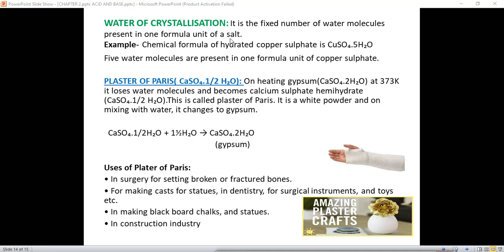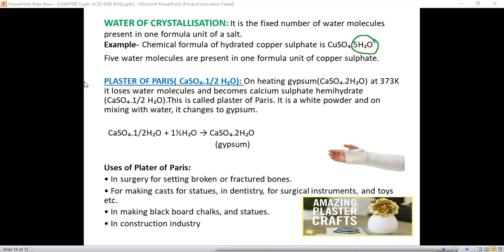What is water of crystallization? Water of crystallization is the fixed number of water molecules present in one formula unit of a salt. The chemical formula of hydrated copper sulfate is CuSO4.5H2O. This 5H2O is our water of crystallization. 5 water molecules are present in one formula unit of copper sulfate. In the washing soda formula also we have seen 10 molecules of water of crystallization are present.